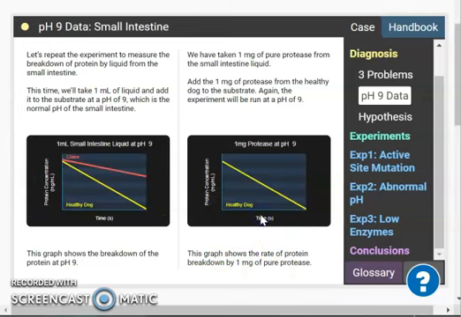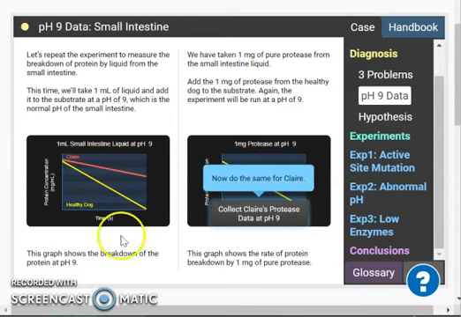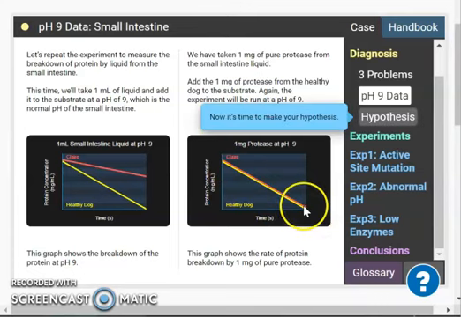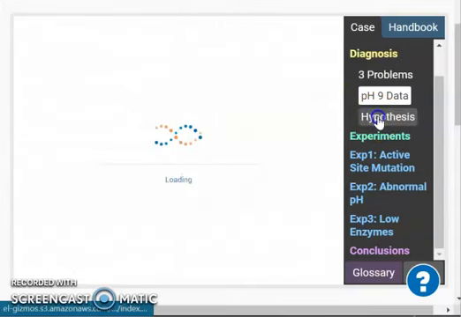So let's collect our control. Here's our control. It looks very similar to this one. Now let's do the same for Claire's. So when we take Claire's enzymes out, and we have the exact same amount of enzyme for both the healthy dog and Claire, their graphs line up again. Well, let's go ahead and make our hypothesis.